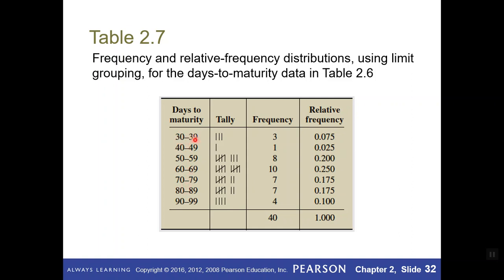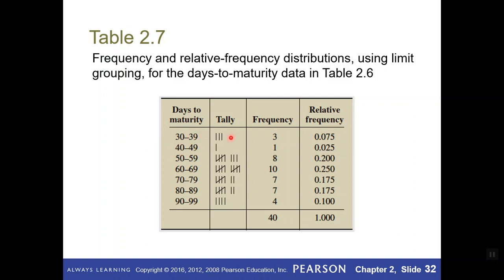What is the gap? It is 30 to 39. There are 10 values, including these boundaries. Don't forget about that, including the lower value and the upper value. 30 is included in this class, 39 is included in this class. There are no values between 39 and 40 because these are integer values, discrete values.